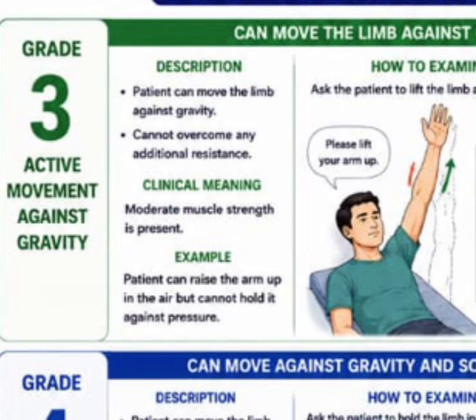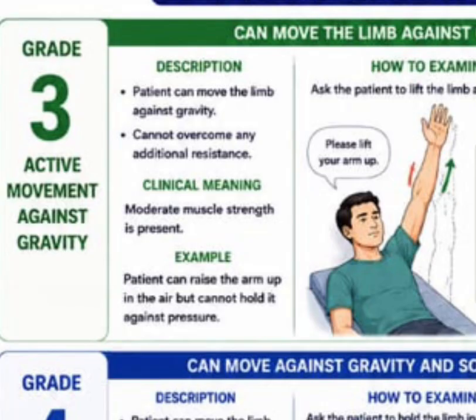If the patient can contract the muscle to move it up and down, what does this show? The patient can move the limb against gravity, so up and down. But the patient cannot overcome any additional resistance. The patient can only move it against gravity, but when you add resistance, the patient cannot overcome that. So it's step by step.